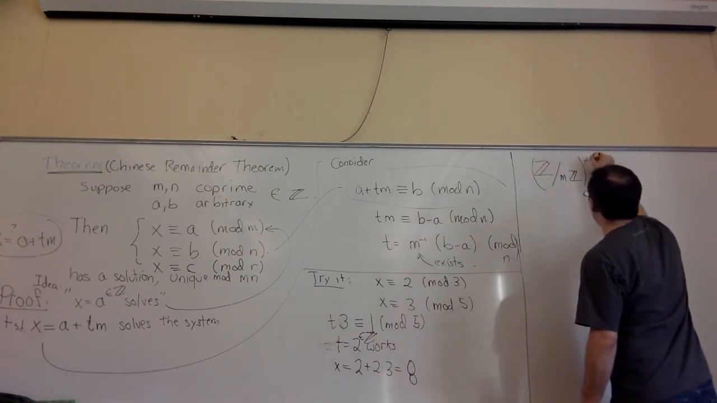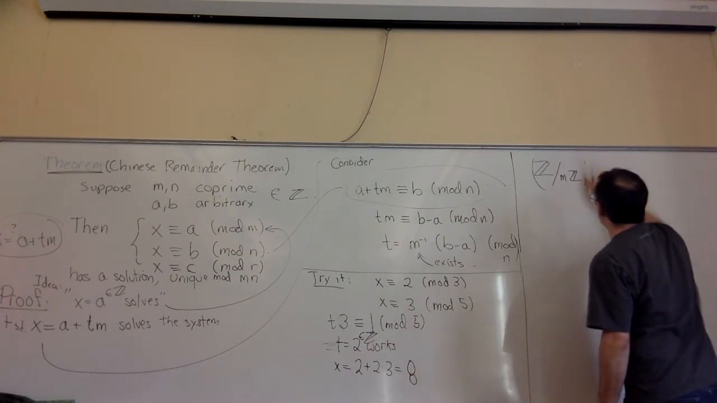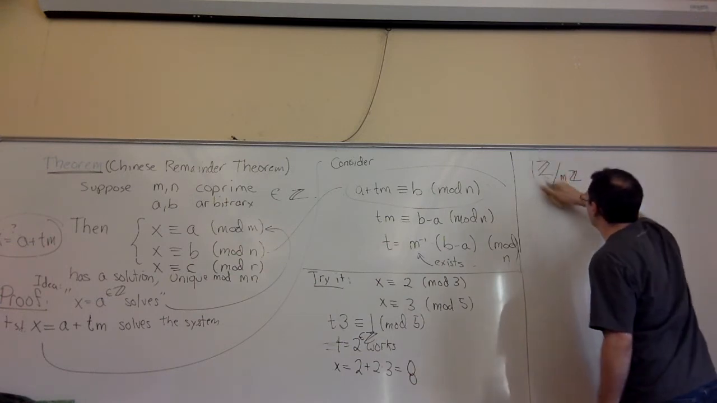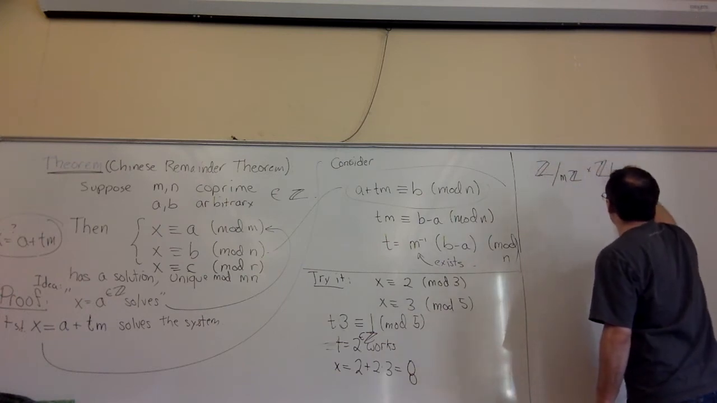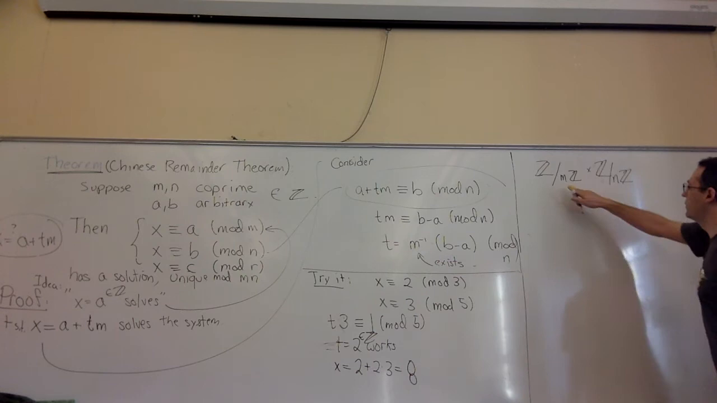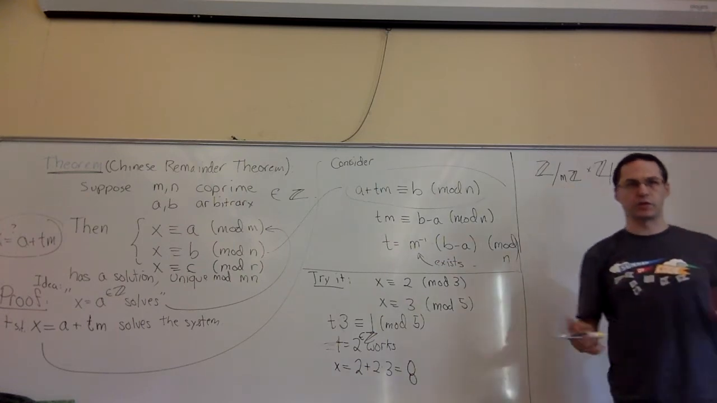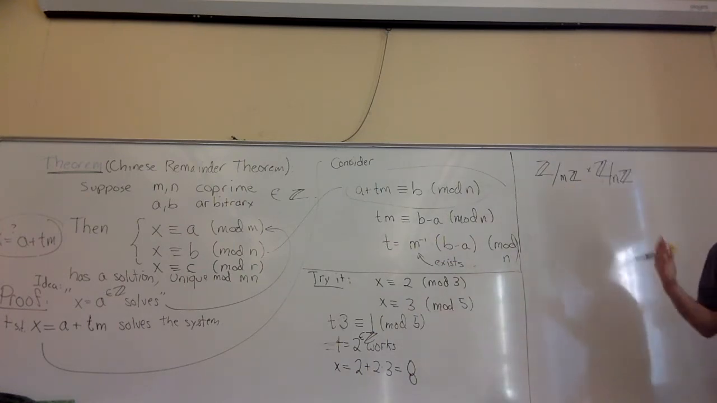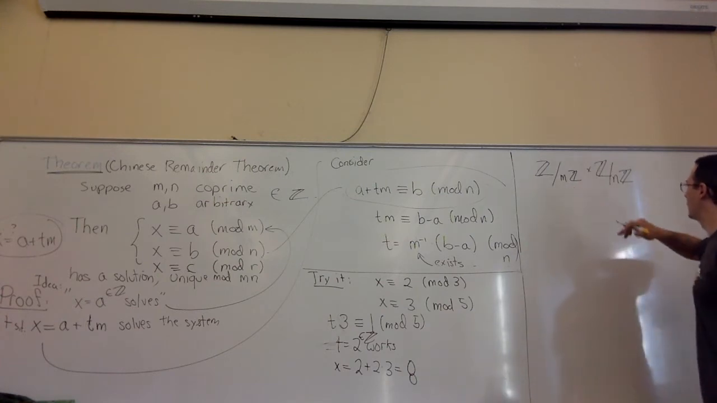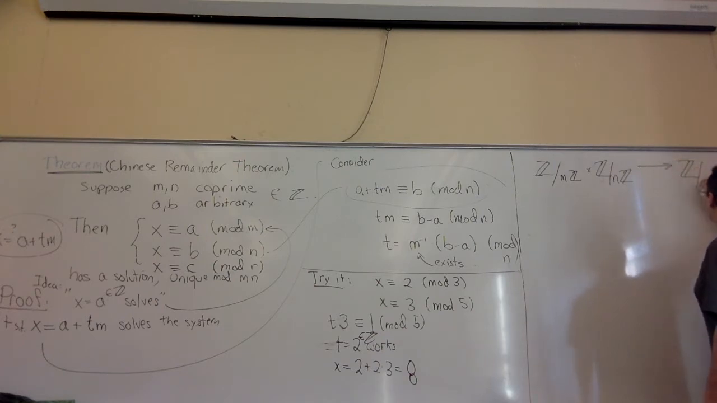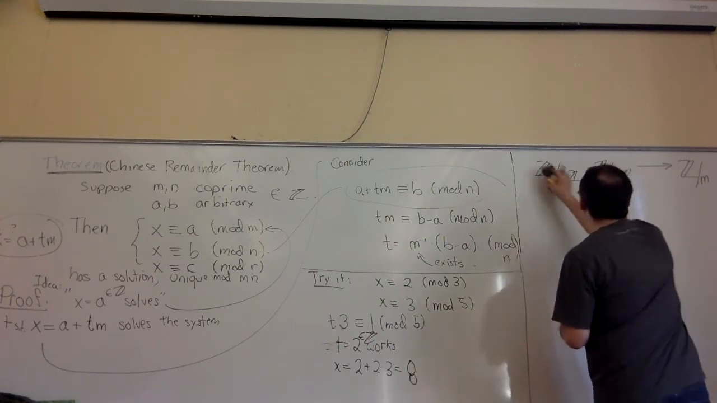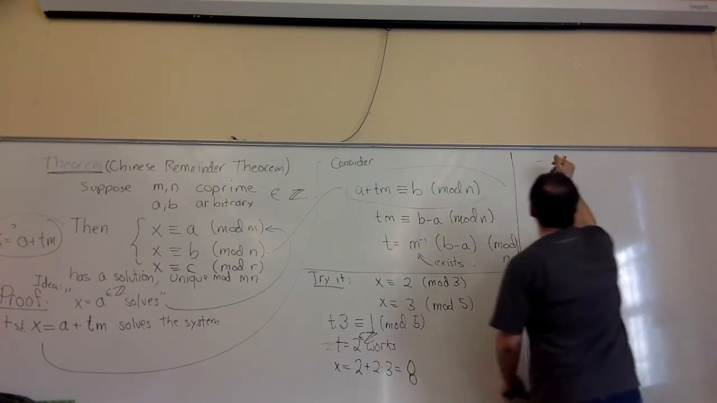Let's consider Z mod mZ. Z mod mZ means the integers modulo m from 0 up to m minus 1 with arithmetic mod m, and Z mod nZ is the integers mod n. It feels backwards to write it this way, so I'm going to write it the other way because it feels uncomfortable.